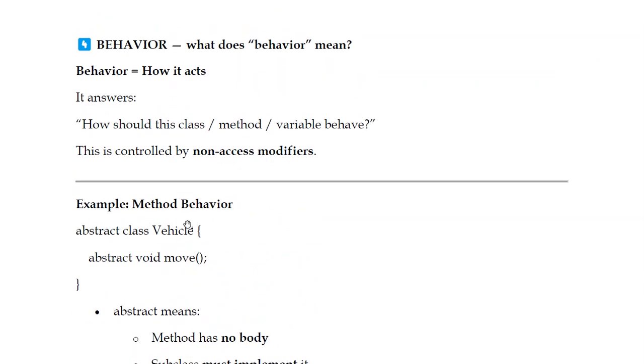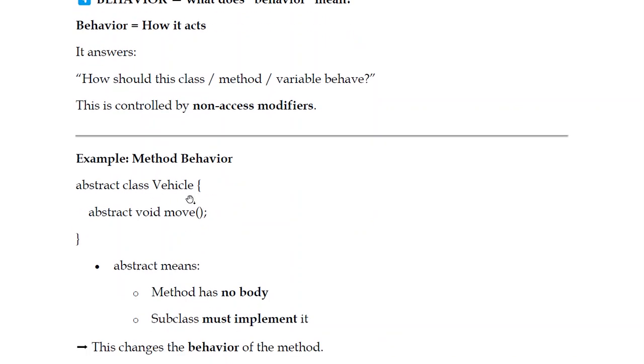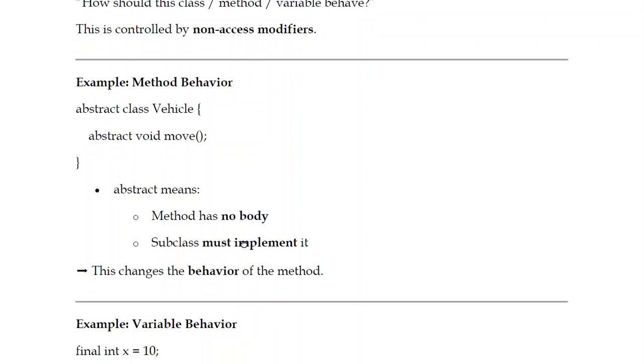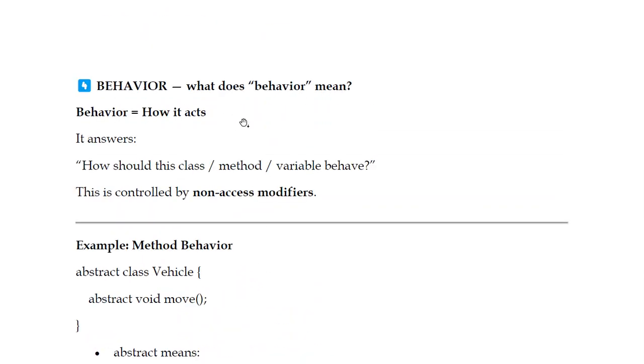See here, abstract is a non-access modifier. So I'm giving abstract class Vehicle, abstract void move. What does it mean? Abstract means here there is no body. There is no implementation for move, only the declaration is available, so the subclass must implement it. In future we will discuss the inheritance concept. Now just try to understand there is no method body. This is the parent class, so the child class should implement it. This changes the behavior of the method. That is what we call behavior.